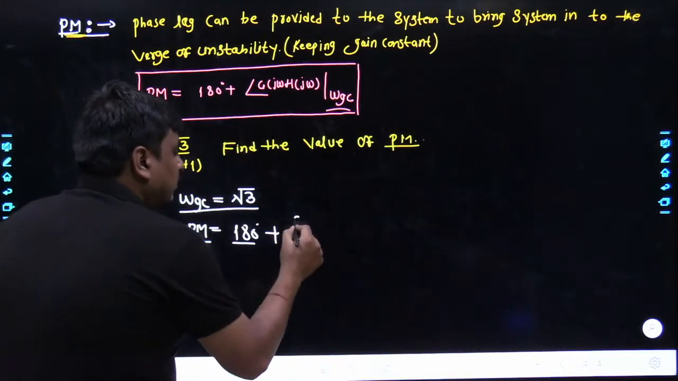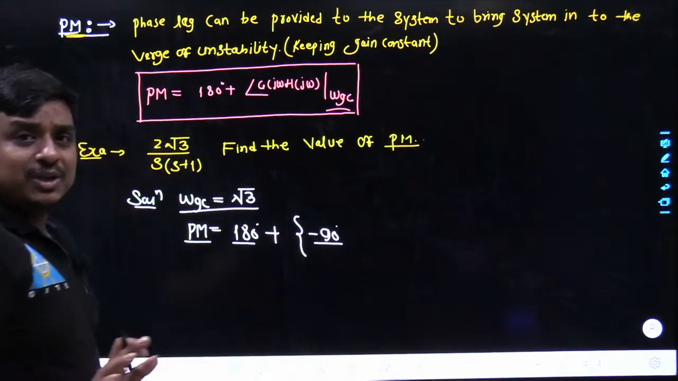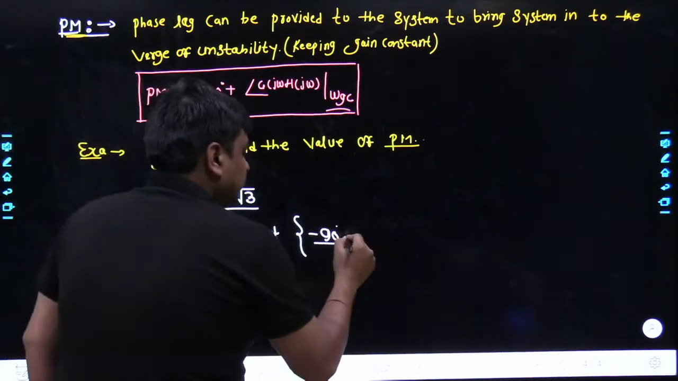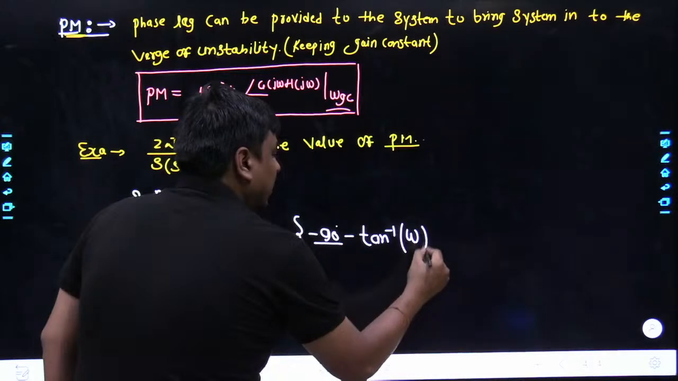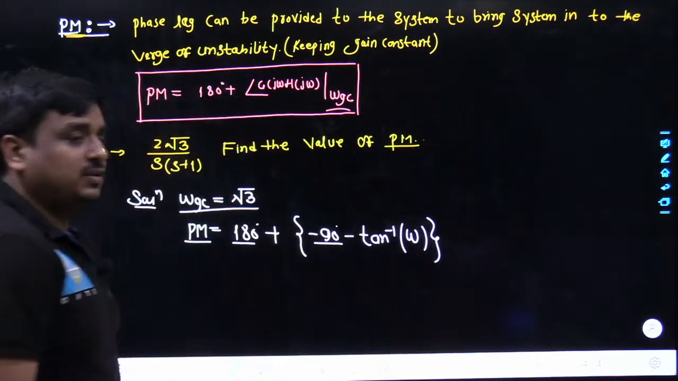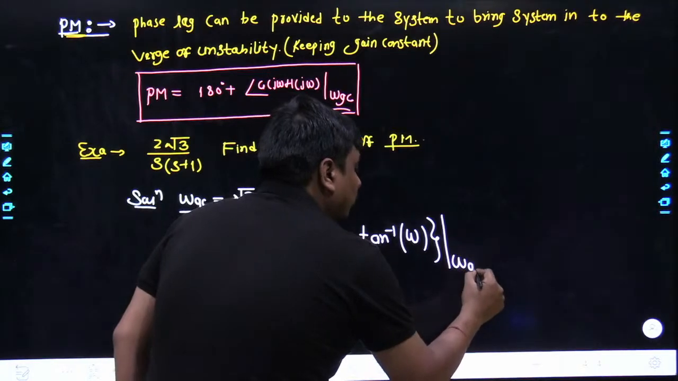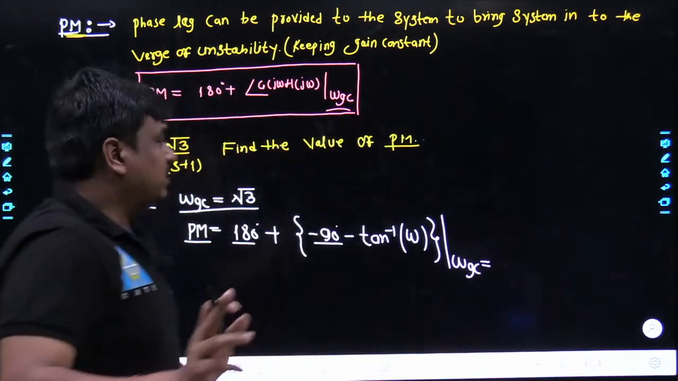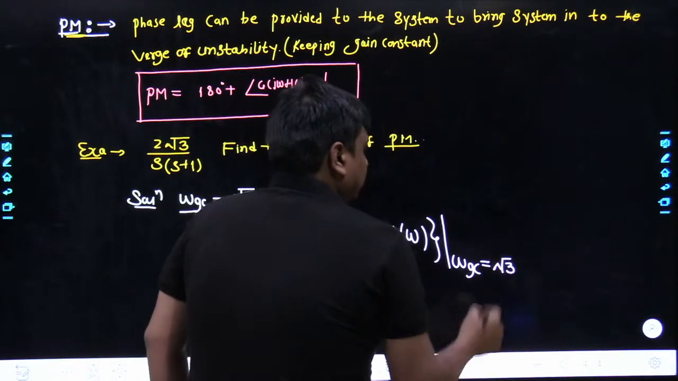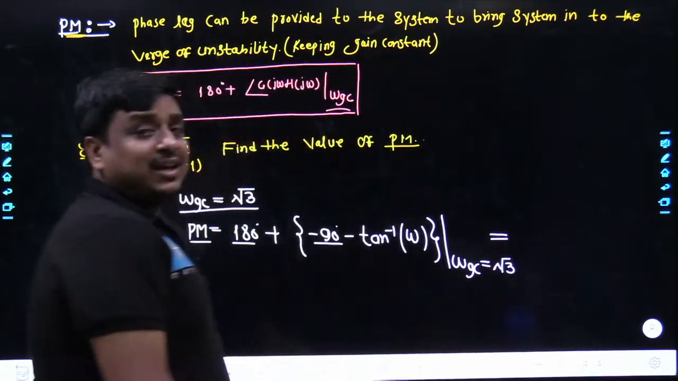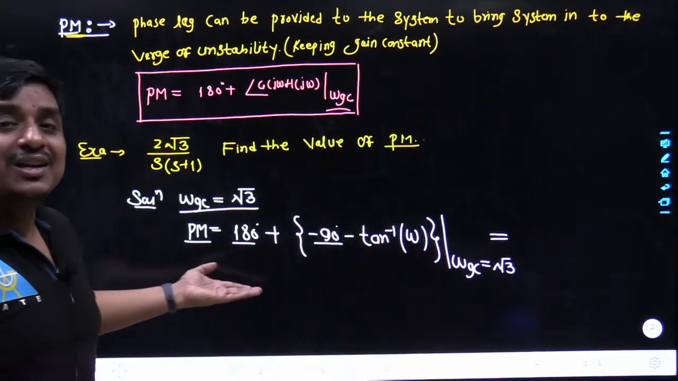Because of the factor 1 upon s, there would be an introduction of minus 90 degrees irrespective of omega. And similarly because of s plus 1, there would be an introduction of the factor tan inverse of omega in the angle. Now this angle has to be calculated at omega equals omega GC, which is root 3. Whatever the answer comes, that's going to be your phase margin. Tell me how much phase margin we are getting for this problem.